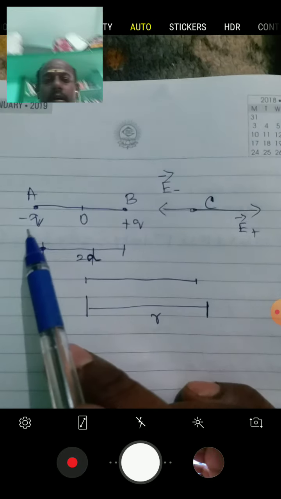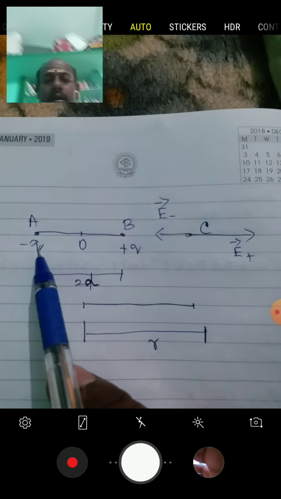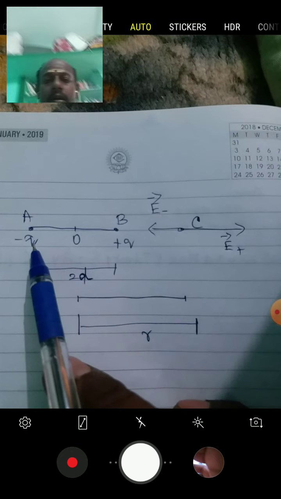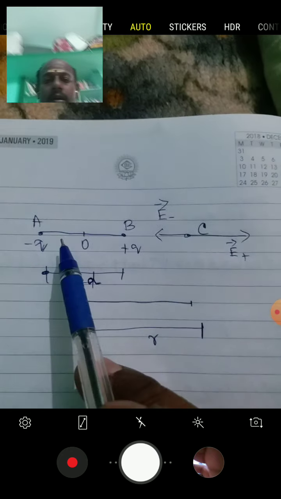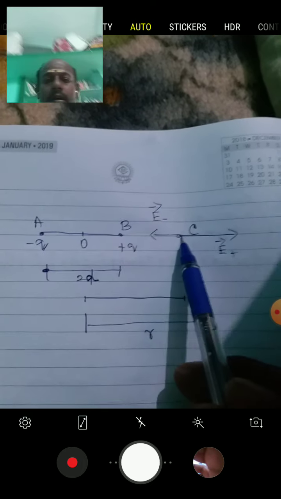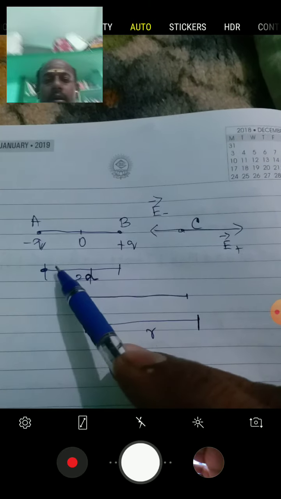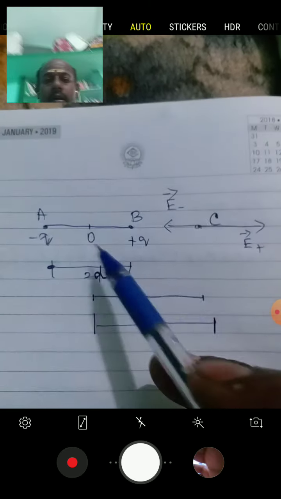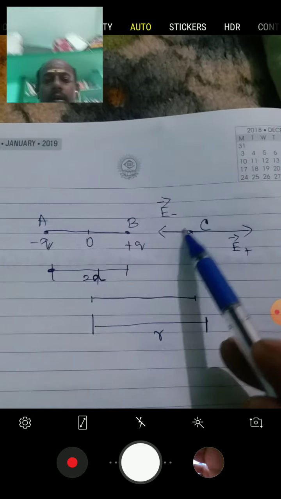Yesterday I told you in that video how two equal and opposite charges separated by a small distance constitute an electric dipole. So this is the electric dipole. In this electric dipole, we are going to measure the electric field at the point C. C is located at a distance R from the center O. And we know that O to B is A and O to A is A. So each one, minus Q and also plus Q, will contribute to the electric field at the point C.